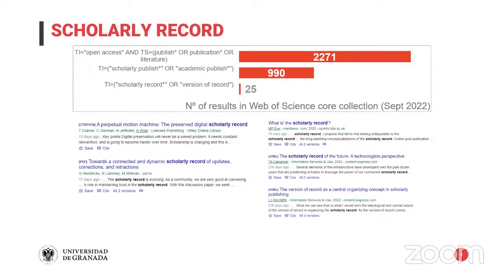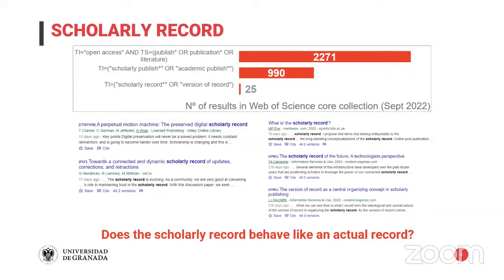But I'm happy to say that in other databases, in Google Scholar, I found that actually this is a topic that is beginning to gain traction. And as you can see here, as recently as 13 days ago, 17 days ago, 70 days ago, there were documents that tried to analyze this topic in some way or another. Okay, so my question was, does the scholarly record behave like an actual record? Or is this term used more like a figure of speech, like something that doesn't actually have a substance?